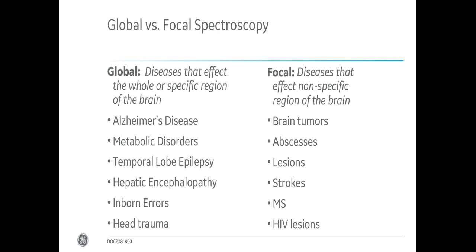So like brain tumor, abscesses, lesions, and stroke. And obviously these locations, and that's the reason why we call it focal, they differ in place and size from individual to individual. So it's really two different ways you address the diseases when you're doing the spectroscopy.